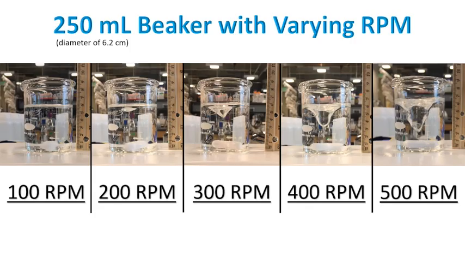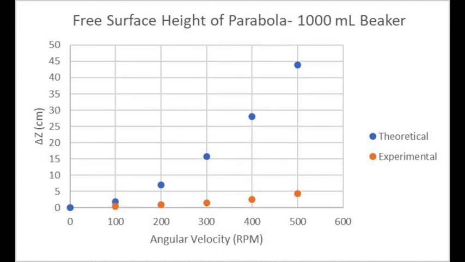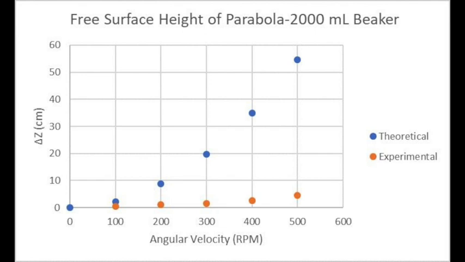With a constant diameter and varying velocity, the images below show the results using a 250 milliliter beaker with angular velocities ranging from 0 to 500 revolutions per minute at 100 RPM increments. As you can see, the parabola height increased with each increase in velocity. Experimental data showed an increase in delta z, but at a less pronounced rate than the theoretical curve. The same experiment was repeated for 2 more cases using 1,000 and 2,000 milliliter beakers. These resulted in even greater deviations from the expected curve.